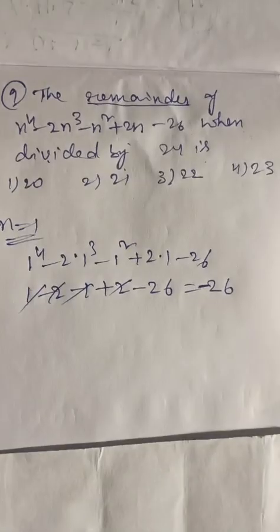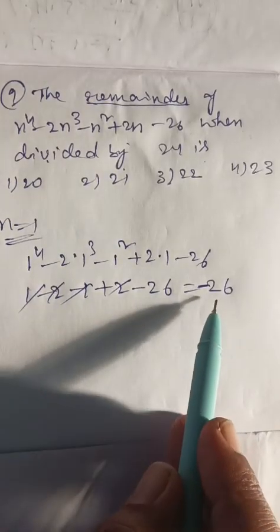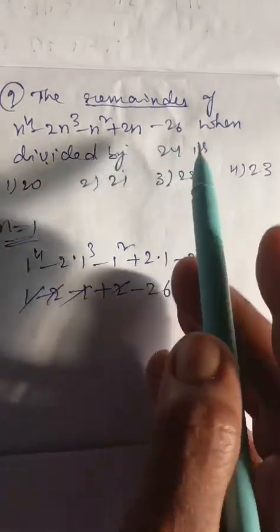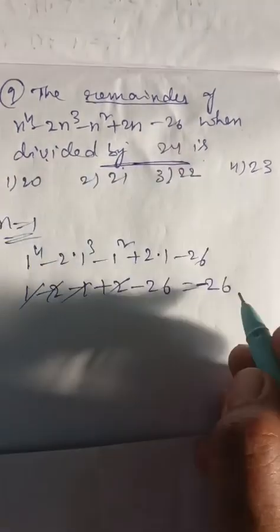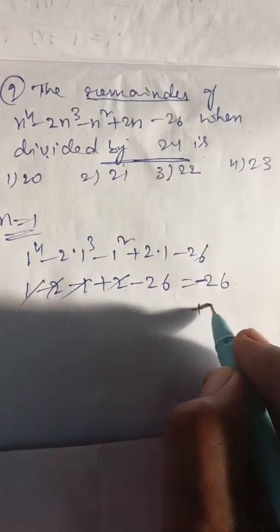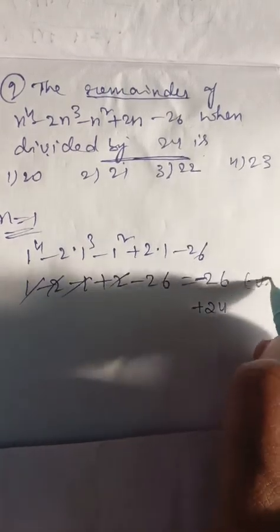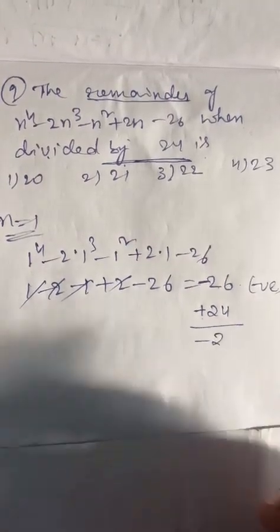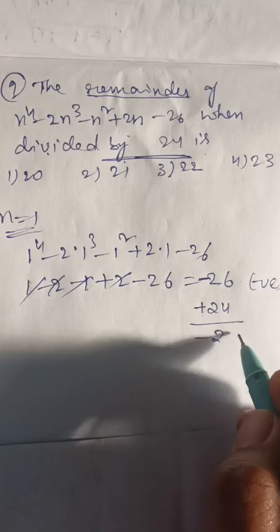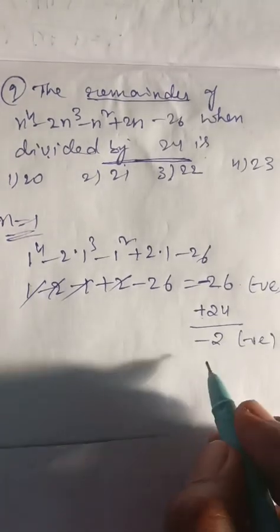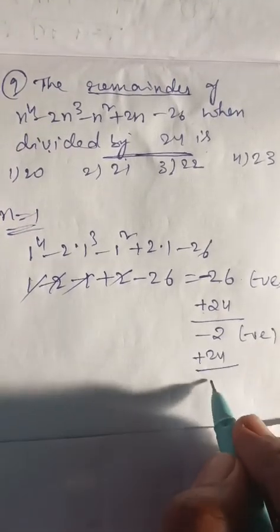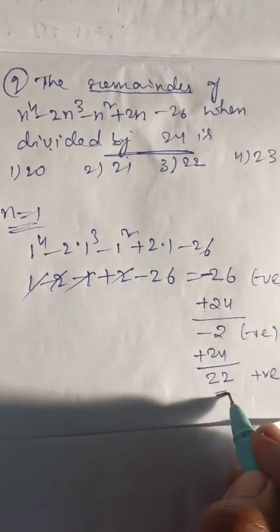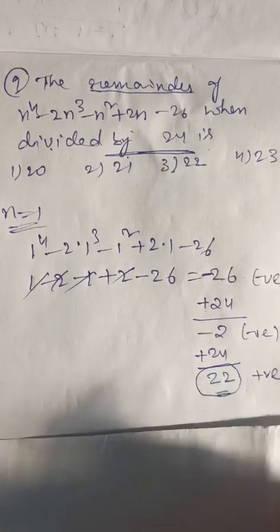So if you get a negative value, we have to add 24 each time. Add 24 to this. If you get a negative number, add 24. You will get minus 2. Again we got a negative answer, so again add 24. Then we got 22, it is positive, and this will be the remainder. 22 is the remainder.